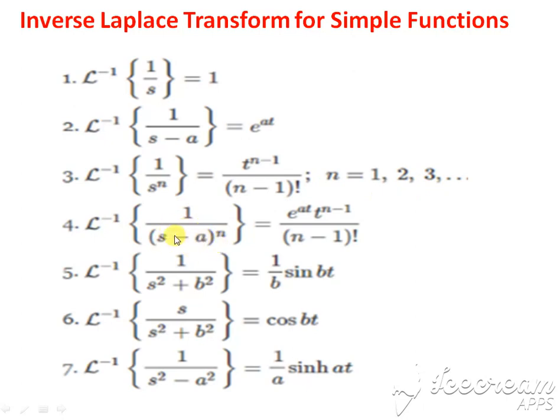Here simply s is replaced by s minus a, so for that we need to apply the shifting property. Instead of this minus a, we can write e^(at), then the remaining term is 1 by s^n. For that, like the previous formula, we use t^(n-1) divided by (n-1) factorial. So next one, L inverse of 1 by s squared plus b squared.